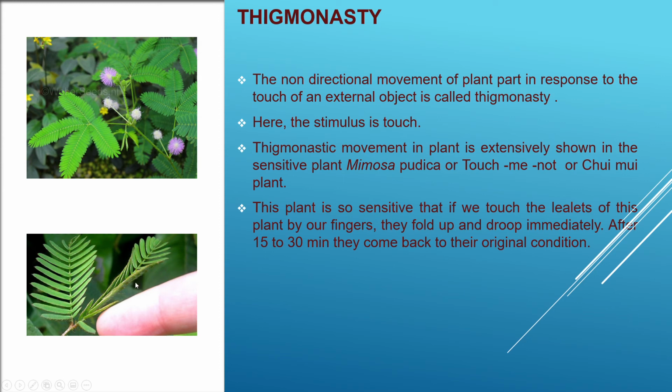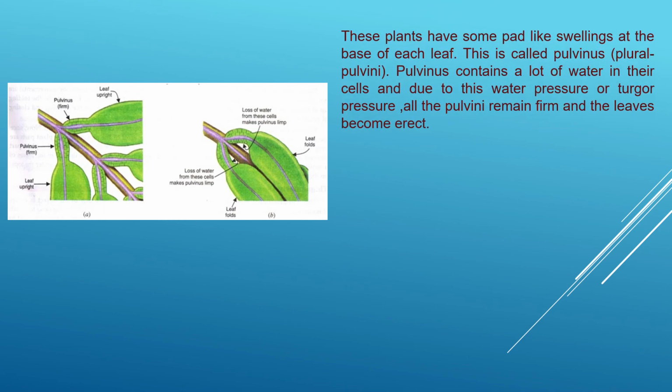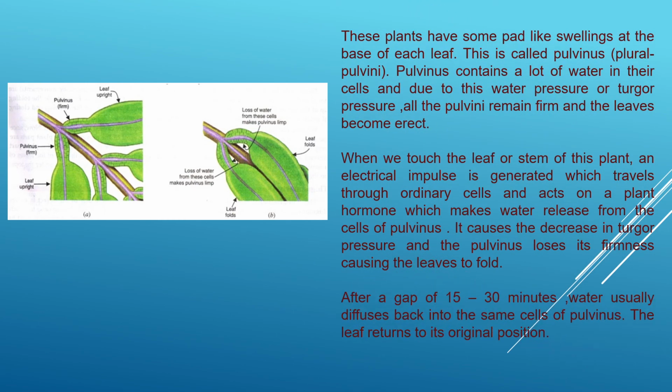It droops down because these plants are very sensitive to touch. Here the stimulus is the touch. If we touch the leaflets with our finger, they droop immediately. But after 15 to 30 minutes, they come back to their original condition. So what happens within this plant?